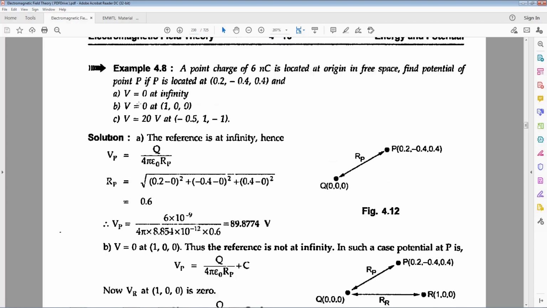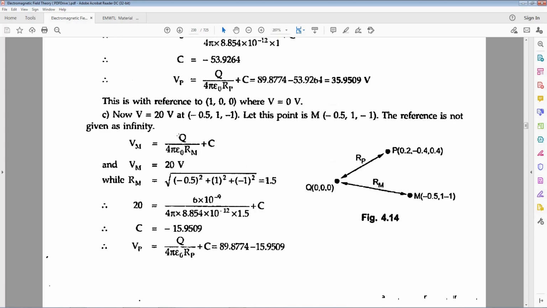And the last case, V is equal to 20 volts at minus 0.5, 1, minus 1. The same thing we can consider, V suffix M. VM is equal to 20 volts. Substitute the 20 volts here. And at that, the two points here, minus 0.5 and minus 0.5 here, the 1 and the 1 and minus 1 whole square. Okay. So from minus 0.5 minus 0, and 1 minus 0, and minus 1 minus 0, we'll get the Rm is equal to 1.5, substitute here, and we'll get the C.